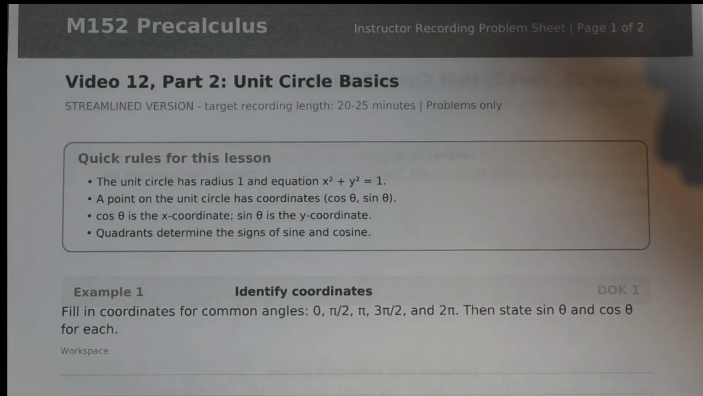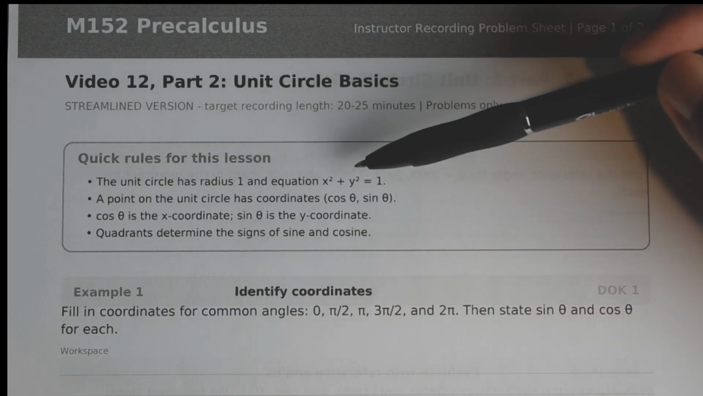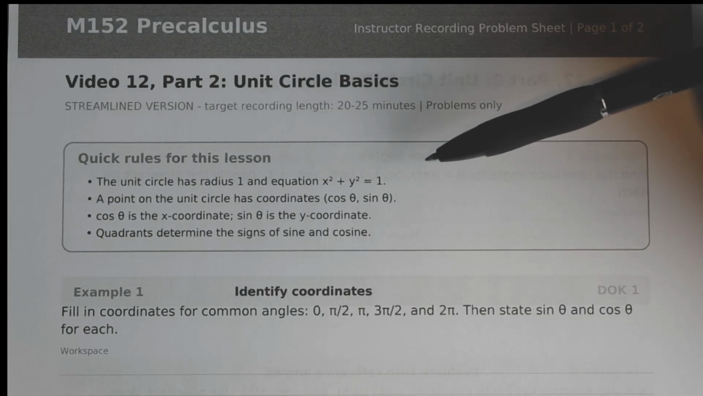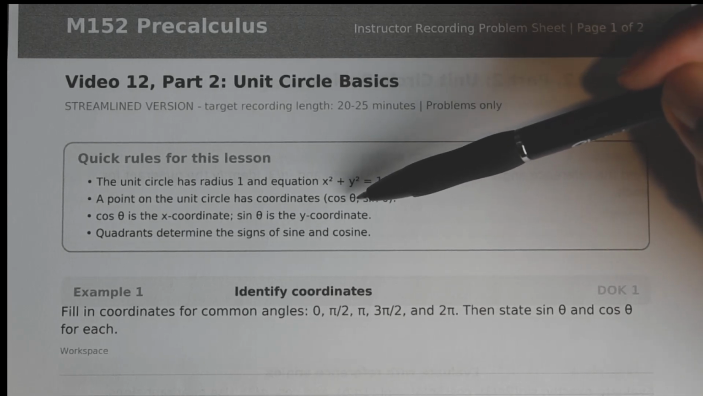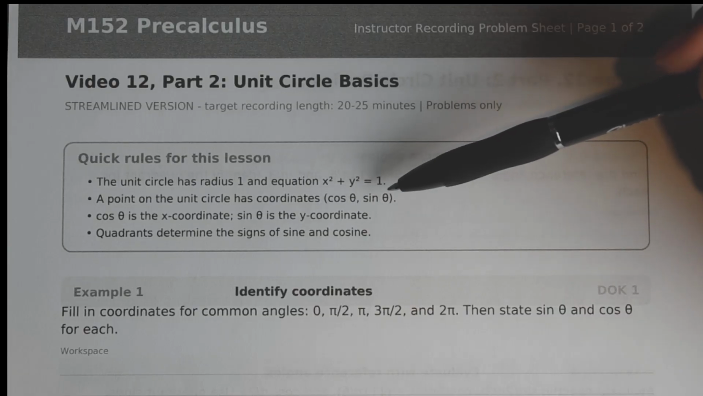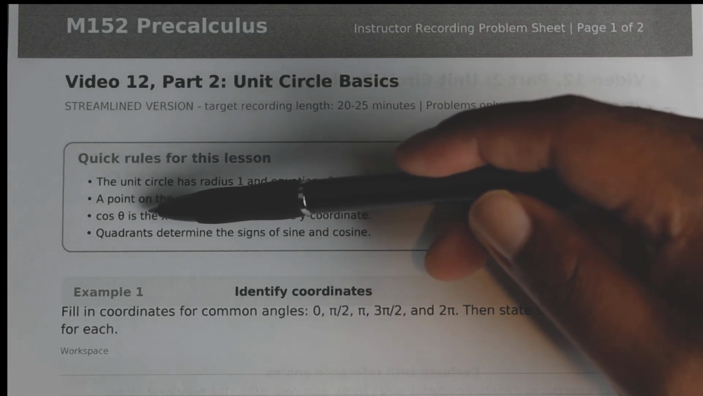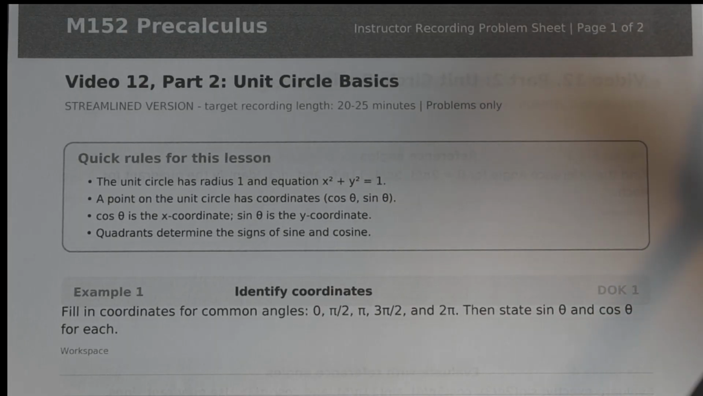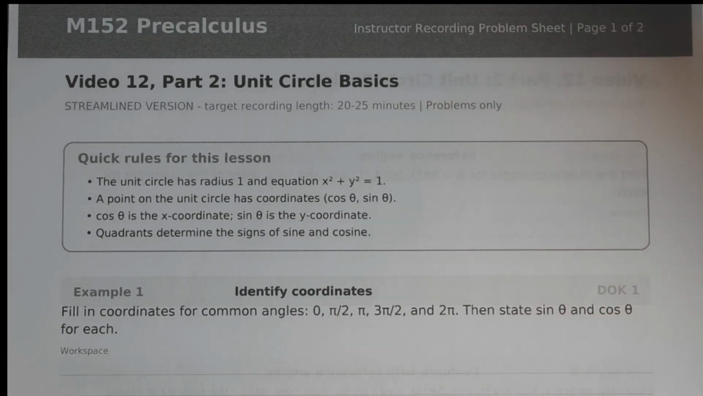The unit circle has a radius of 1, and the equation for that is x squared plus y squared equals 1. A point on the unit circle has coordinates of cosine theta, sine theta. Cosine theta is the x coordinate, and sine theta is the y coordinate. Changing y, changing x. That's how you got to think of it. Quadrants determine the signs of sine and cosine.